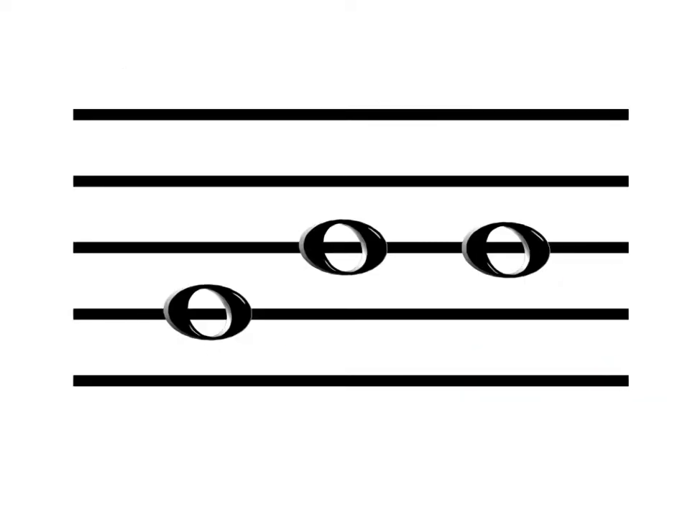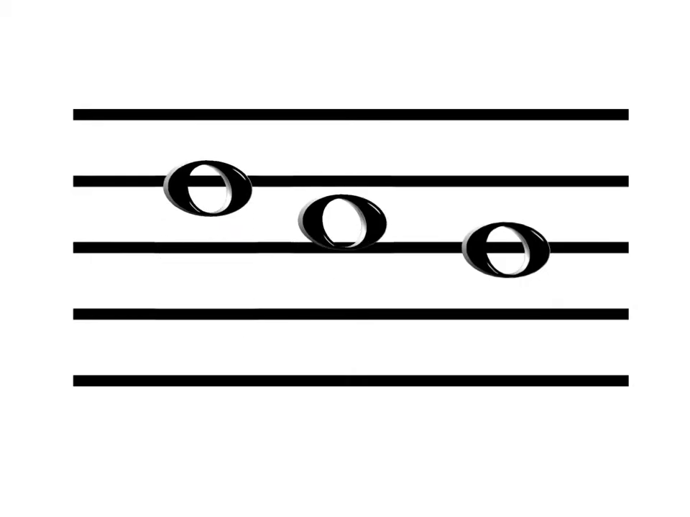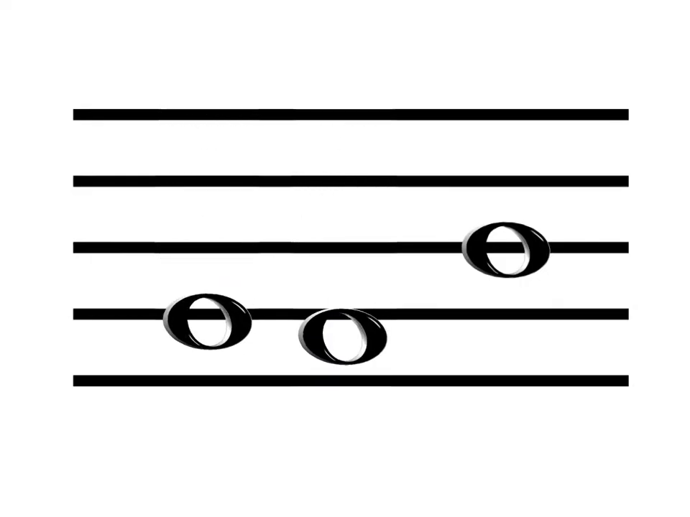Music notes can be written on a music staff. A music staff is a set of horizontal lines, one on top of another. When notes are written on a music staff, they show how high or low a musical sound should be.